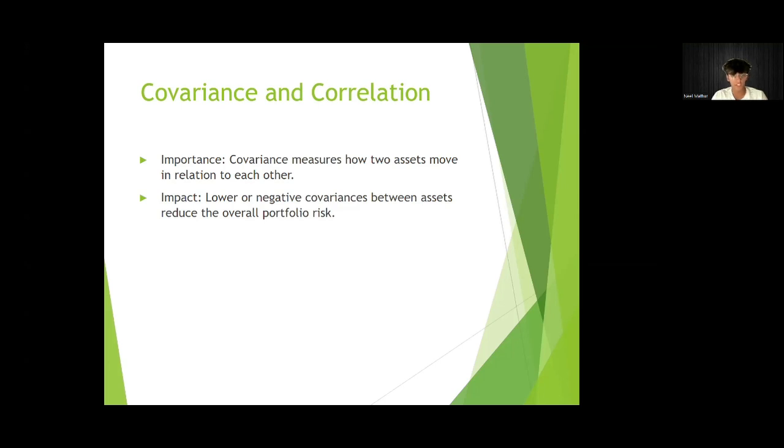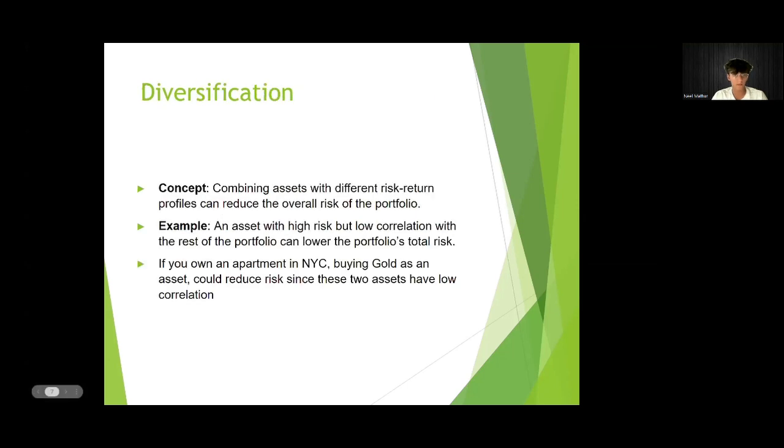There's also the idea of risk reduction. Combining assets with low or negative covariances can significantly lower portfolio risk. There's also the concept of diversification, which means combining assets with different risk-return profiles can reduce the overall risk of the portfolio. An asset with high risk but low correlation with the rest of the portfolio can lower the portfolio's total risk. For instance, if you own an apartment in NYC, buying gold as an asset could reduce risk since these two assets have low correlation.